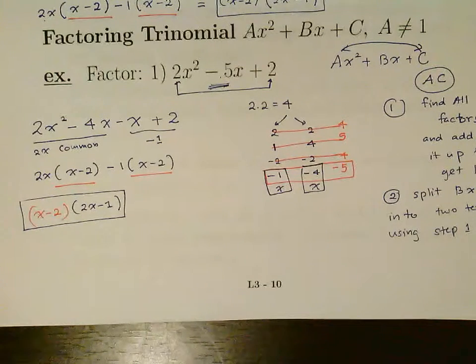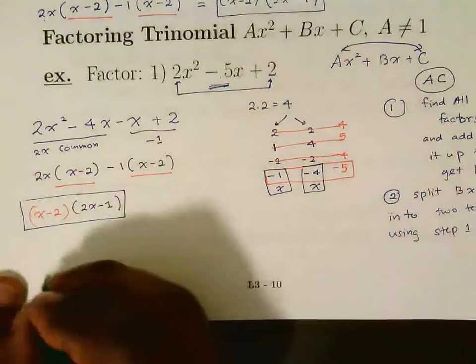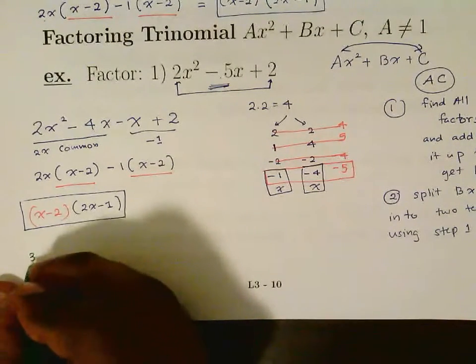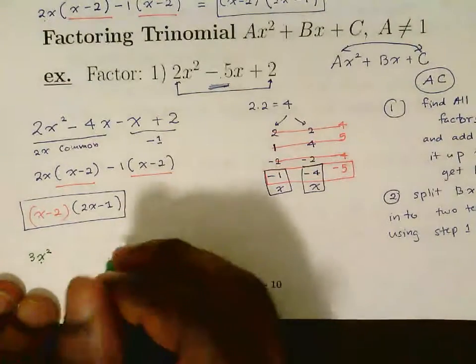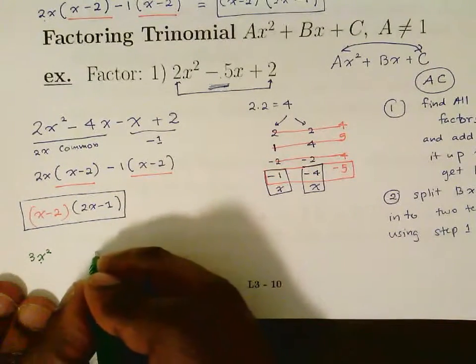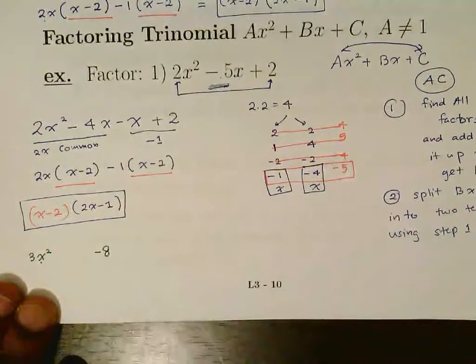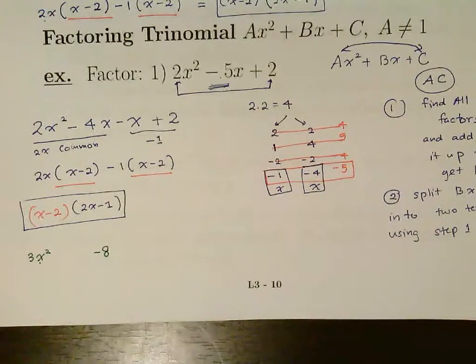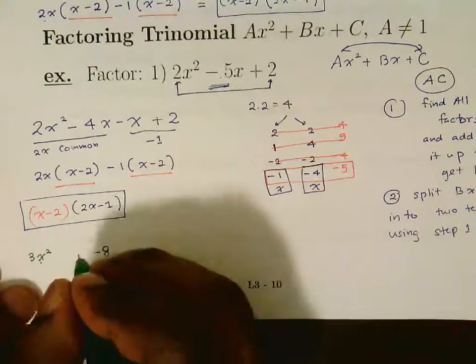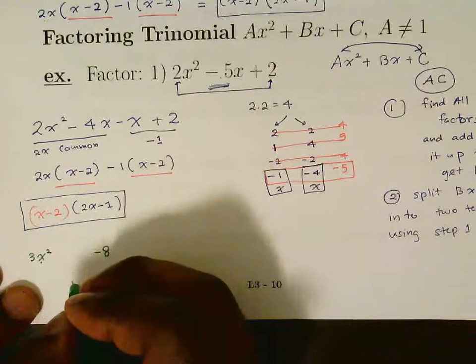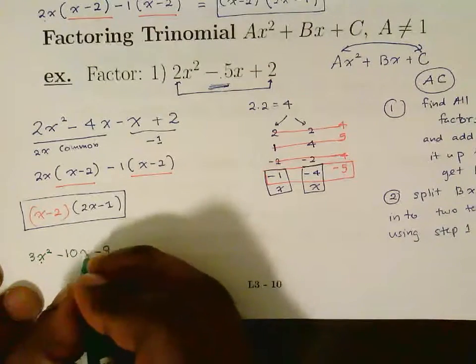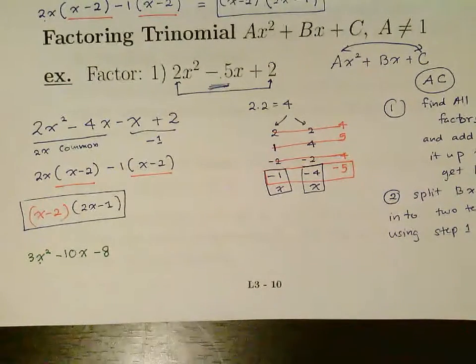Okay, so let's do one more question, and that would be 3x squared minus 8, and let's do negative 10x. See whether it works. Okay, so how would you split it?